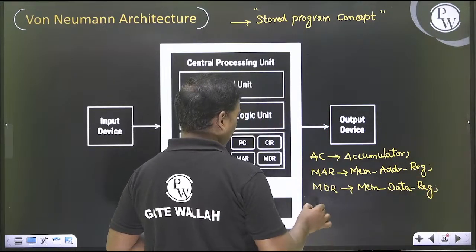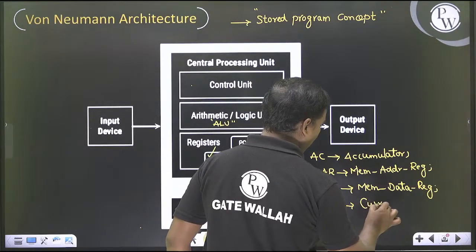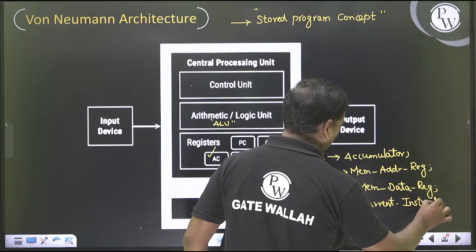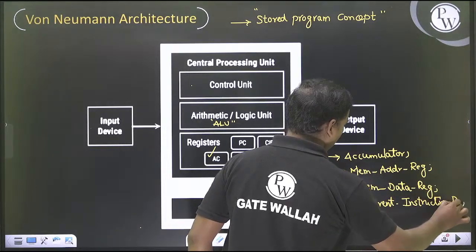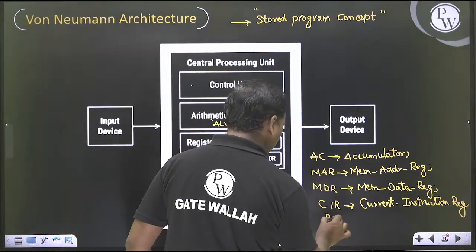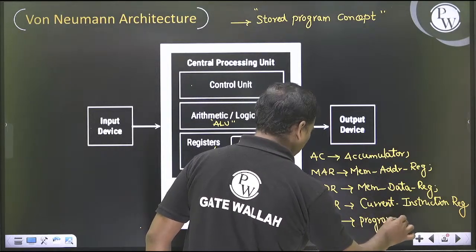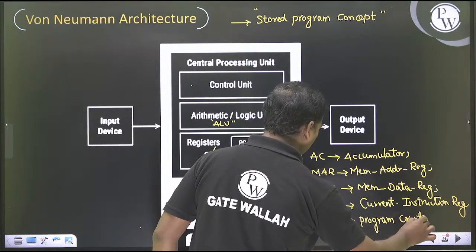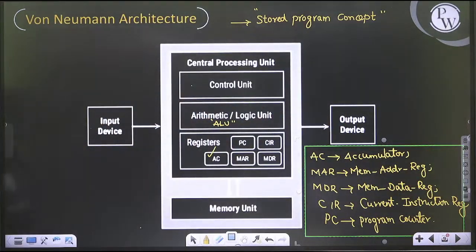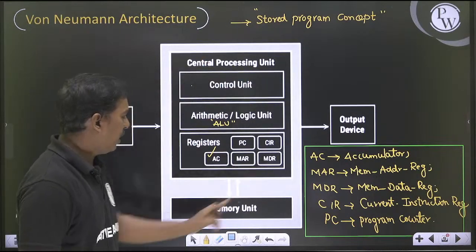Next, CIR stands for current instruction register. PC stands for program counter. So these are some of the registers. Registers, ALU and control unit are a major part of the CPU.